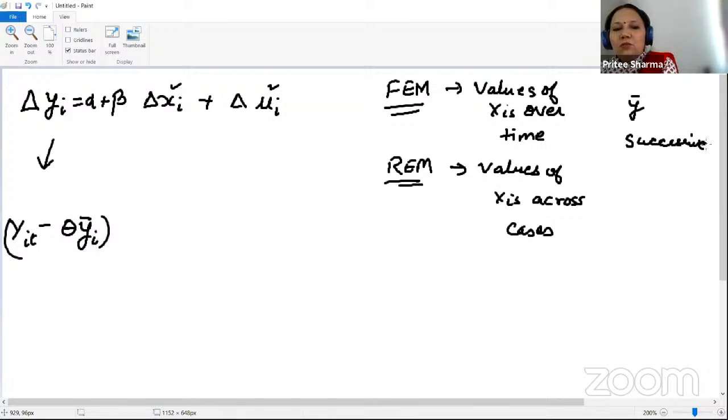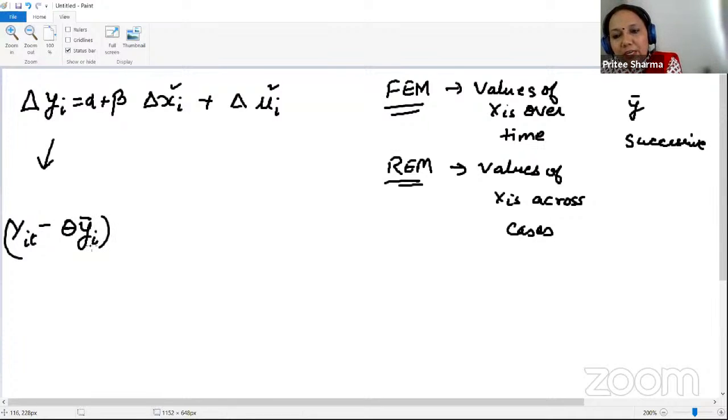Now what we are going to do here is we are going to difference, we are going to subtract a fraction of the time average of that variable. So how do we do that?